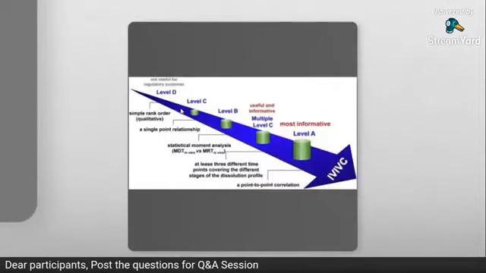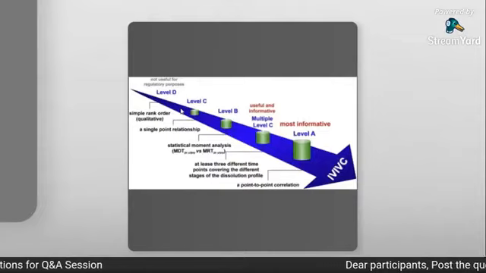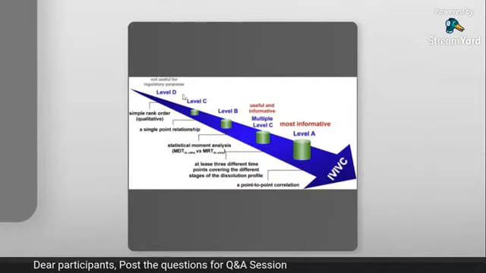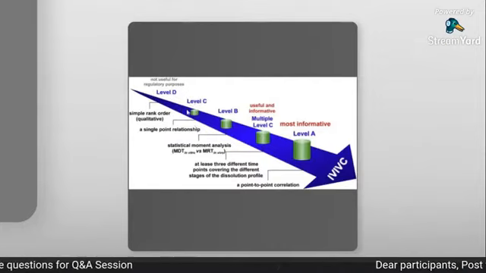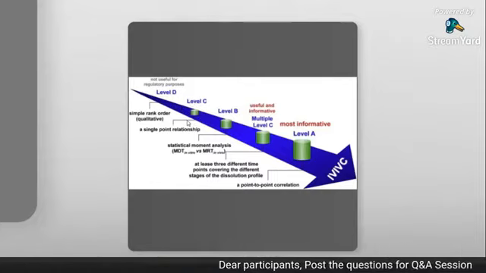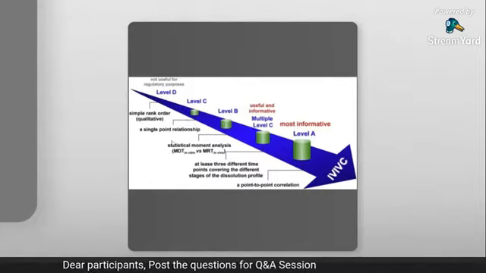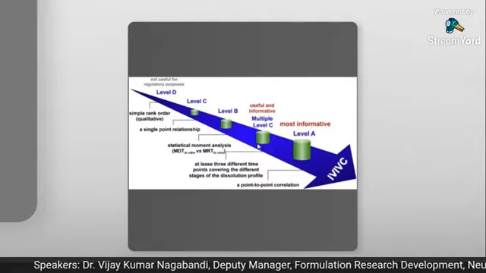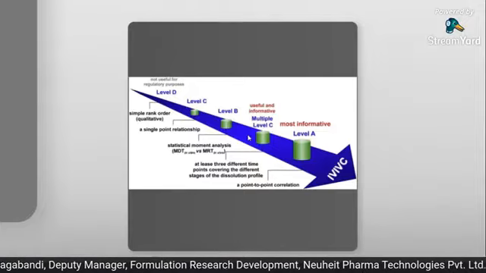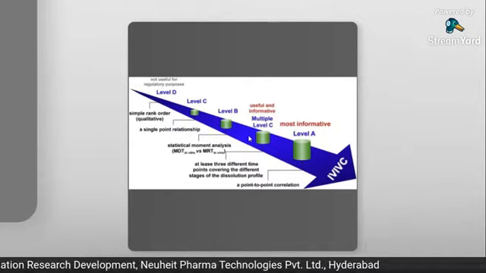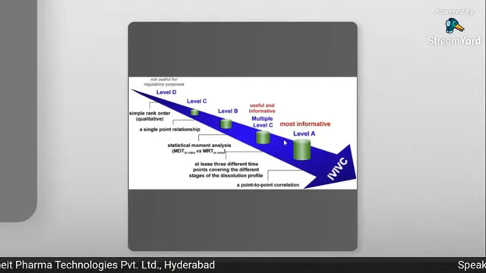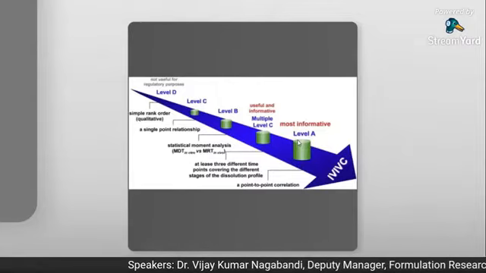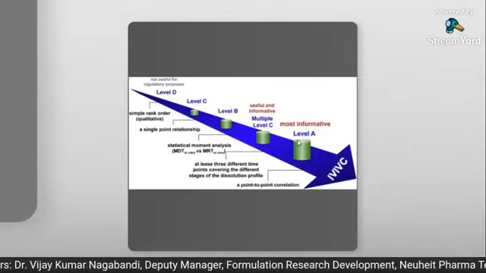So as an overview, we have level A, level B, level C. Of course, we have level D also. This is a simple rank order process. Qualitatively, it is not useful for regulatory purposes, level D. But level C, as I told you, is a single point correlation, with very low probability of success. Level B is statistical moment analysis, mean dissolution time versus mean residence time. And multiple level C is another option. It is a little bit useful and informative, with at least 3 different time points covering different stages of the dissolution profile. But the most informative and most useful, from an industrial point of view, is level A correlation, a point-to-point correlation. If this is possible, then definitely there is a possibility of success in predicting bioequivalence.